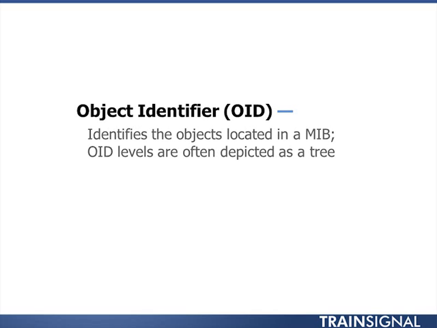Let's say you want to get the amount of RAM that's available on a particular switch. There's an OID, an object identifier, that holds that specific value. And when an SNMP call is made to that switch for that OID, the SNMP stack on that device will return the value in that field back to whatever device is requesting that information.